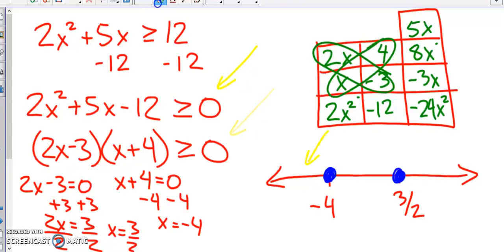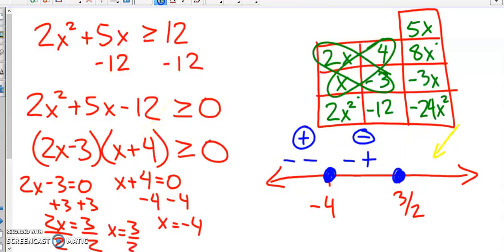So let's pick a point from here. Negative 5 would certainly work. So 2 times negative 5 minus 3 is negative. You could compute the actual number if you needed to, but that's negative. And negative 5 plus 4 is also negative. Negative times negative is positive. Now let's pick a point from the middle. Well, there's a really nice point between negative 4 and positive 3 halves, 0. 2 times 0 minus 3, so I'm plugging in right here, would be negative, and 0 plus 4 would be positive. Negative times positive is negative.